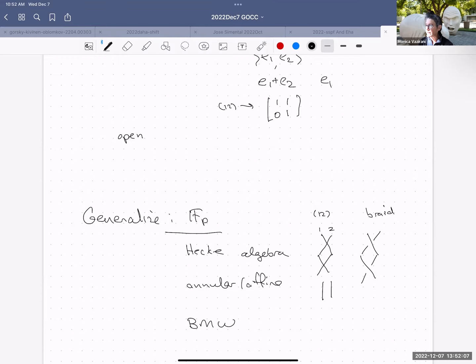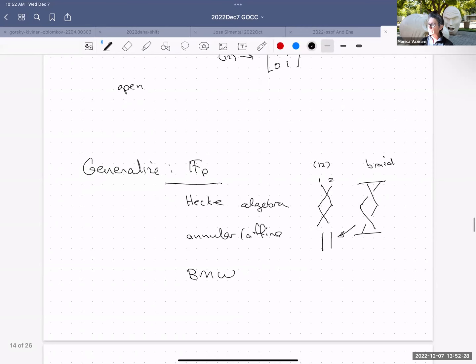So you can study these other generalizations where maybe this is related to the identity, maybe it's not. So you can study the representation theory of that. Also, when you draw these pictures, we tend to draw them on a rectangle, but you could say, well, what if they lived on an annulus? What if I had 2 points here and 2 points here, and they get to do things like wrap around the annulus? You get something called an affine or an annular Hecke algebra. You can study its representation theory.